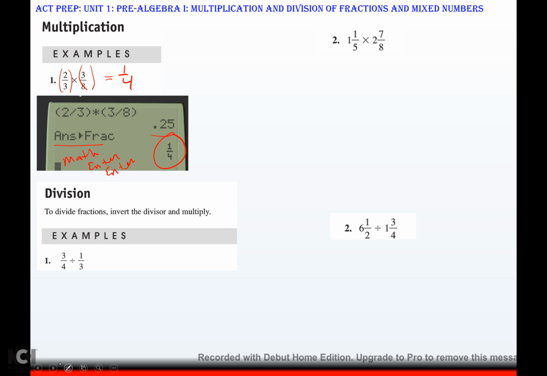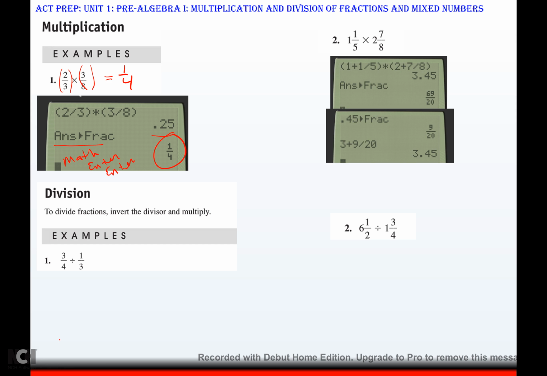When you're doing mixed numbers, the way you type them is, this is like 1 plus 1/5. So to type this in, I typed 1 plus 1 divided by 5 times 2 plus 7 divided by 8. You get 3.45. As a fraction, that's 69 over 20, but again, the top is bigger than the bottom, so they might give you a mixed number.